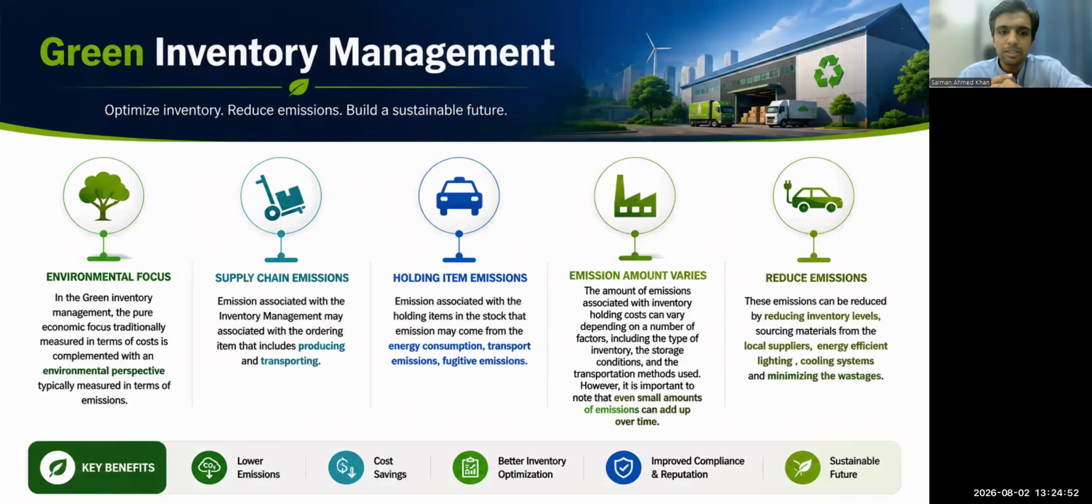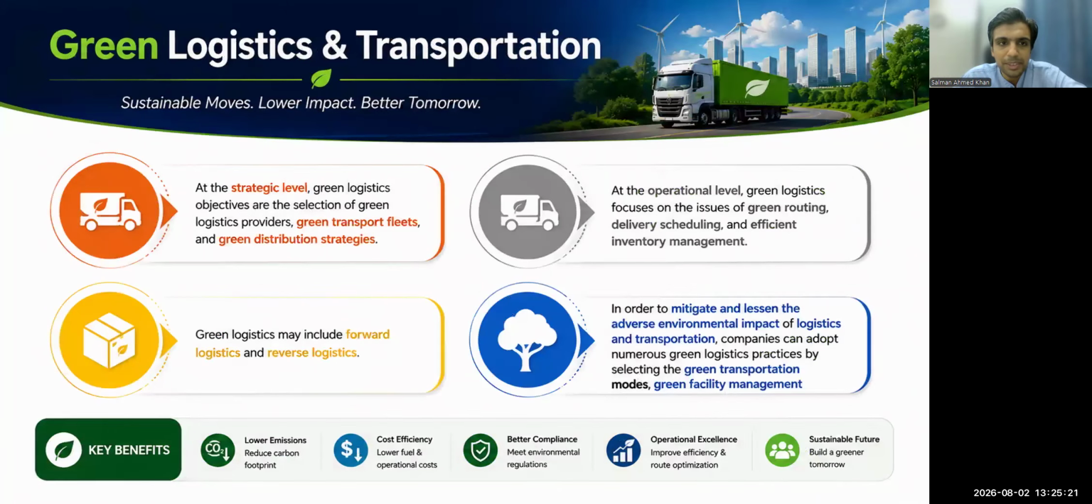Supply chain emissions associated with inventory management may be associated with ordering items, which includes producing and transportation. Holding cost or holding items could also increase the inventory. Emissions associated with holding items in stock can come from energy consumption, transportation, and fuel. Now, these emissions can be reduced by reducing the inventory level, sourcing material from suppliers who are following environmental management practices, and having better HVAC systems.